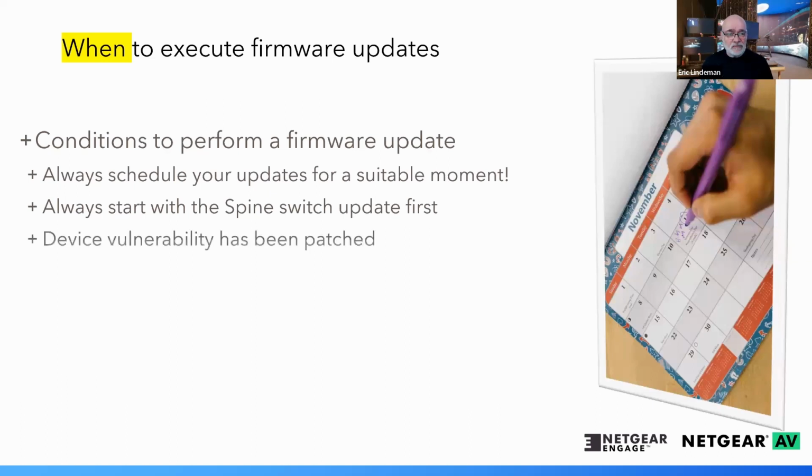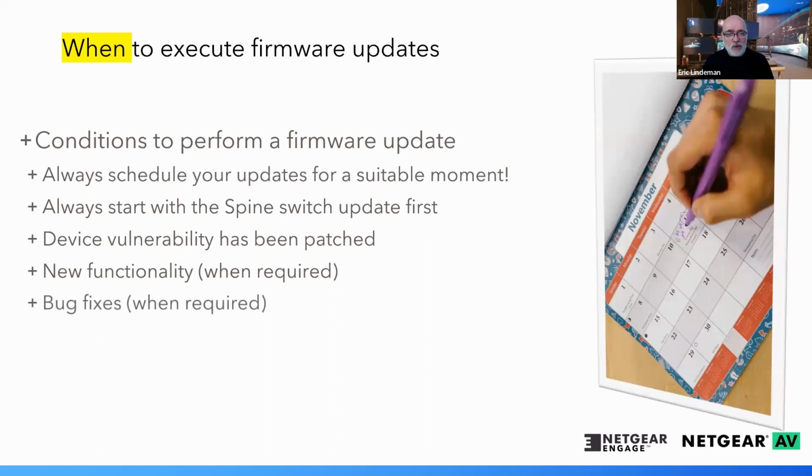The other thing is, if there's any vulnerability has to be patched, always do the firmware update as soon as possible. And only update your firmware when there is new functionality. Yeah, there is no urgent need to do the update when you don't need the new functionality. So you can do the update on a later time.